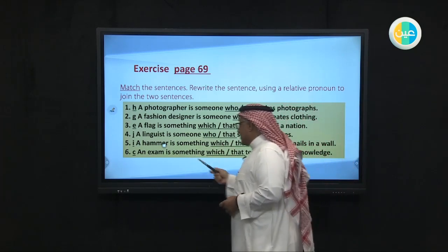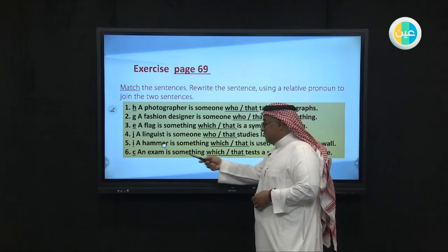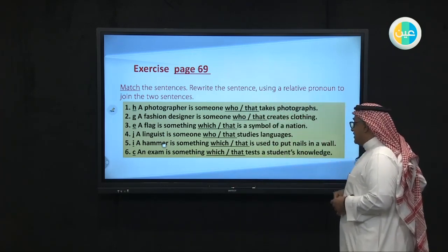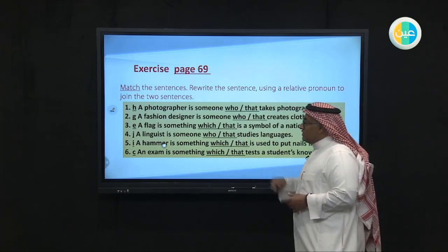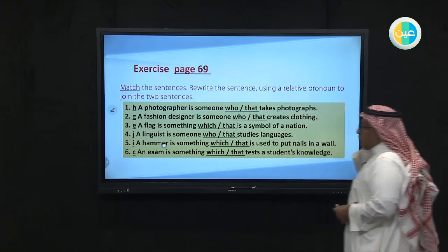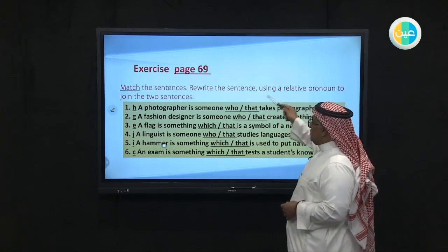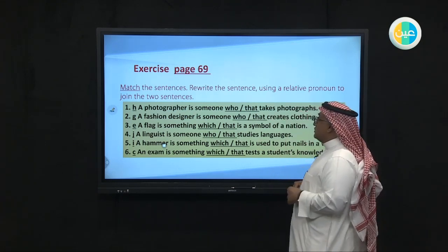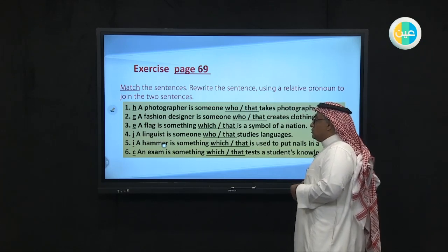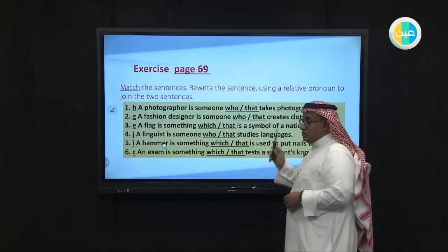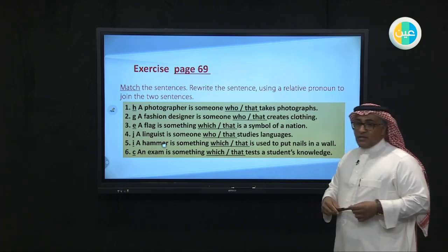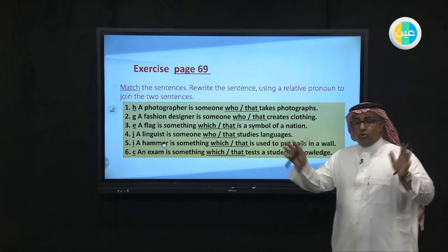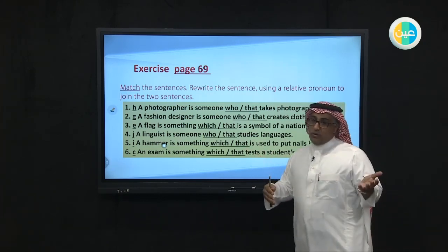An exam is something which or that tests students' knowledge. From this exercise, guys, we can see that we have three relative pronouns: who, that, and which. Who is for persons, which is for things, and that is for both, persons or things.